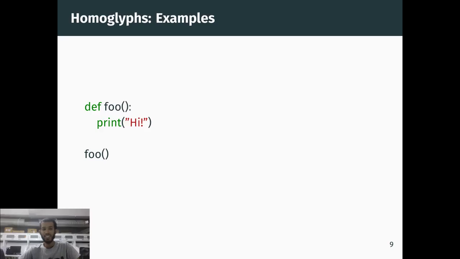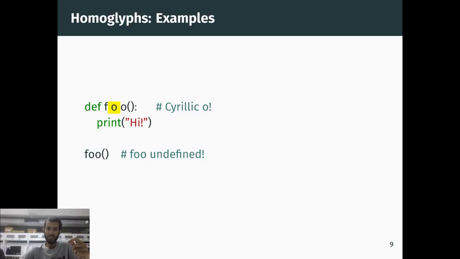Okay, consider another example here. Here I have a function foo, which just prints hi, and then I try to use that foo function. I try to call that function, but I will get an error, because foo consists of only ASCII characters, Latin characters, whereas the foo that I have defined has the second letter as Cyrillic, which is a homoglyph of the Latin O.